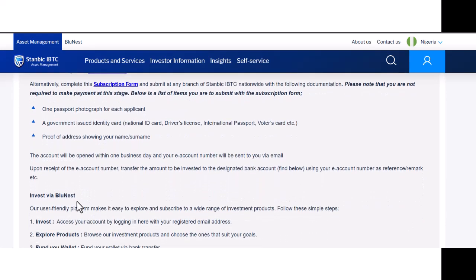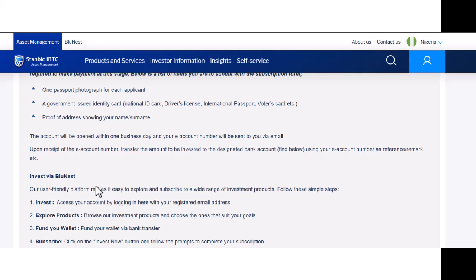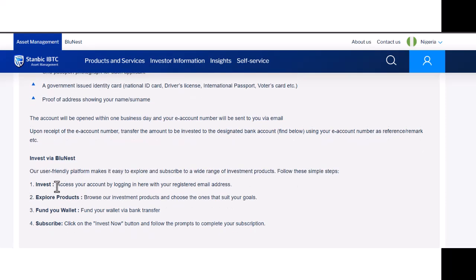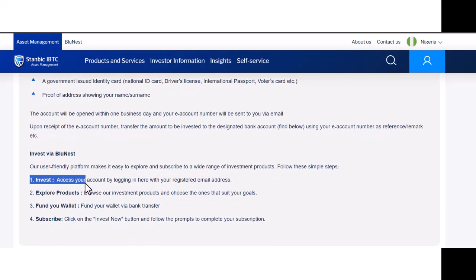So you can invest via the Blue Nest. Our user-friendly platform makes it easy to explore and subscribe to a wide range of investment products. Follow these steps to go ahead. So step one is to invest.